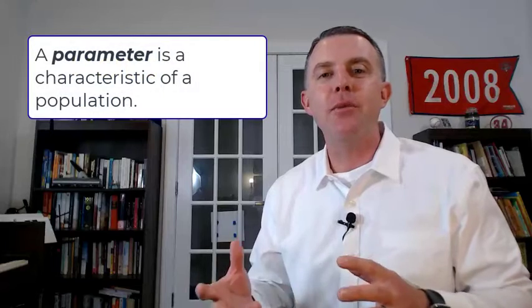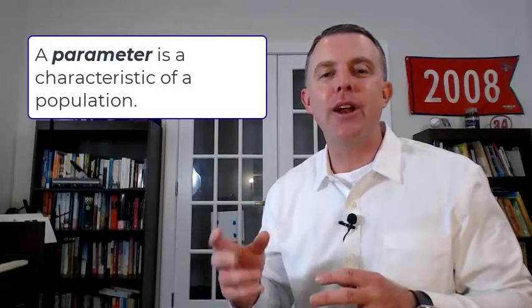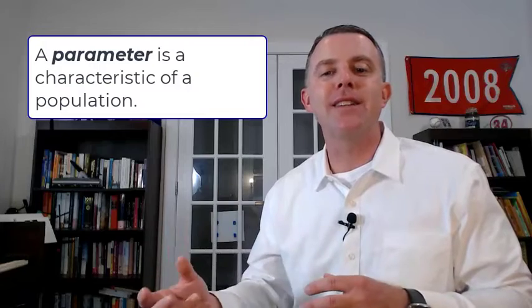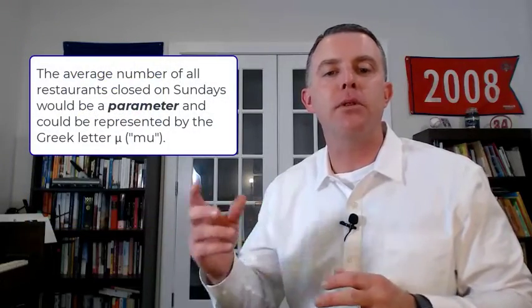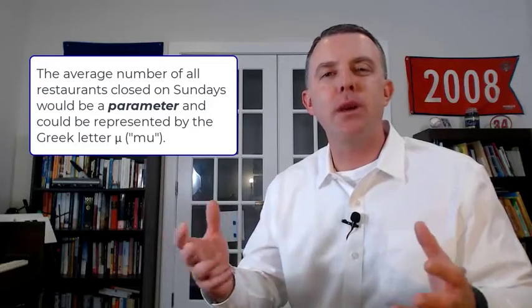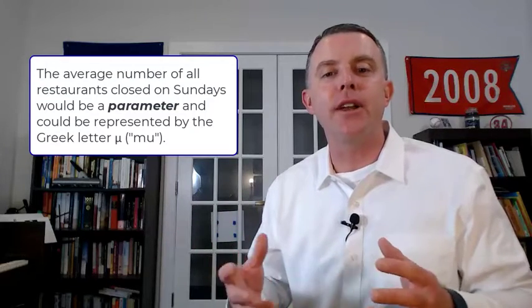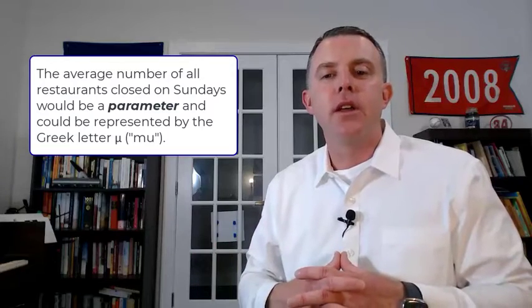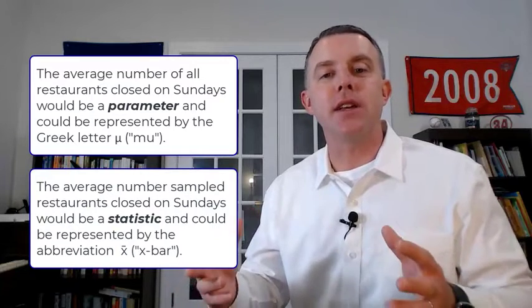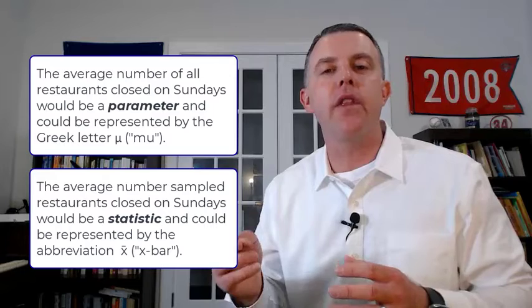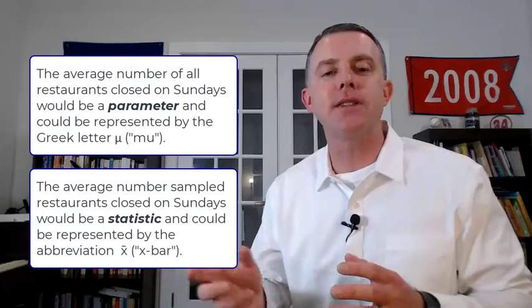We should also discuss the difference between parameters and statistics. So a parameter is a characteristic of a population, while a statistic is a characteristic of a sample. So for example, the average number of all restaurants closed on Sundays would be a parameter. And typically we represent parameters using Greek letters, like the Greek letter mu, right? The average number of sampled restaurants closed on Sundays would be a statistic. That would be a number calculated from our sample, which we call a statistic.